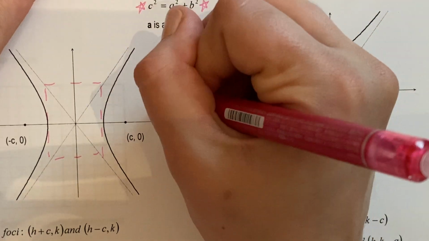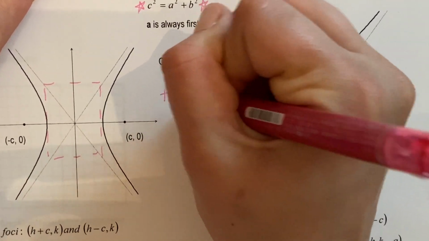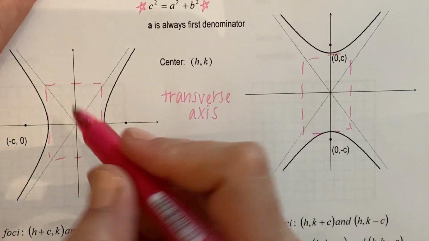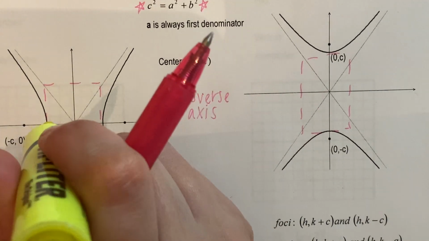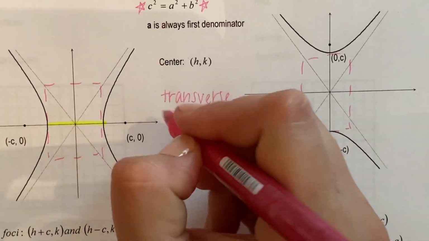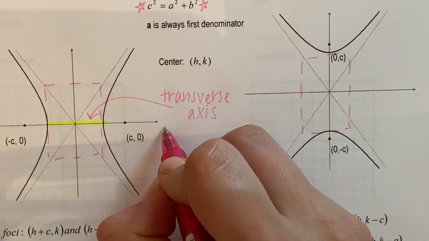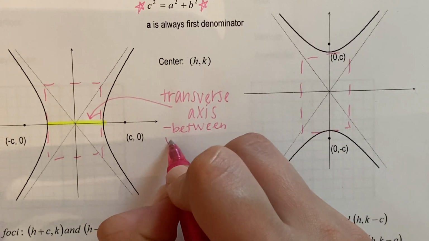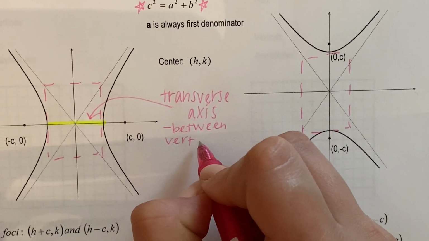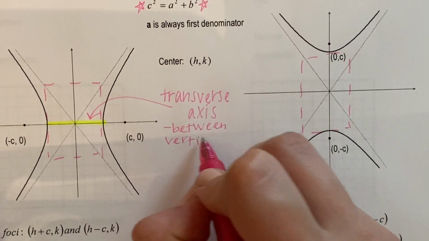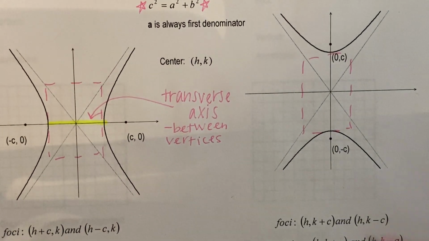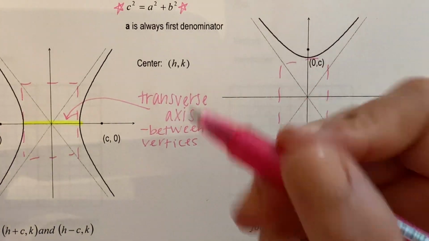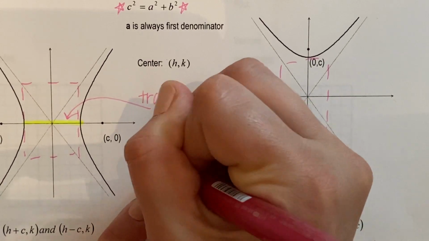Now we have a few other vocab words. We have something now called the transverse axis. The transverse axis is the axis between the vertices. How do you spell vertices? Probably like this. Okay, so the transverse axis would be here on a vertical one and be up and down. And then you have something called the conjugate axis.